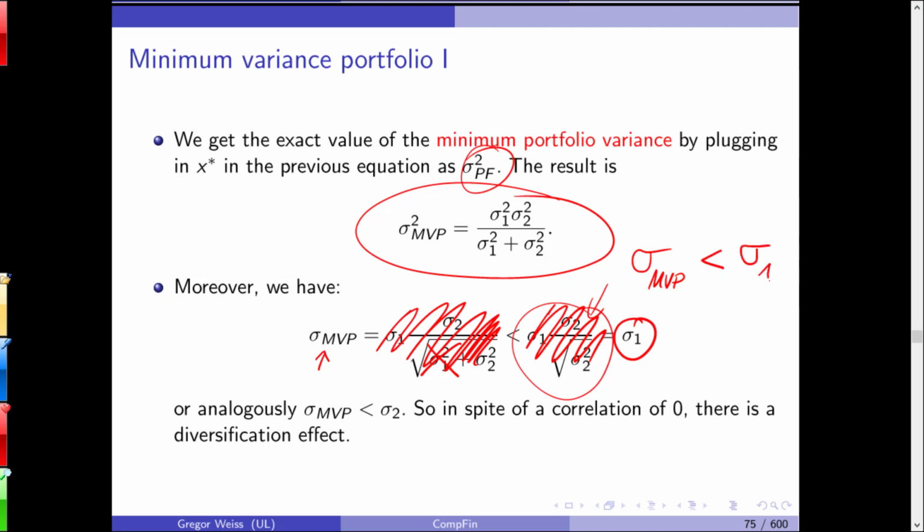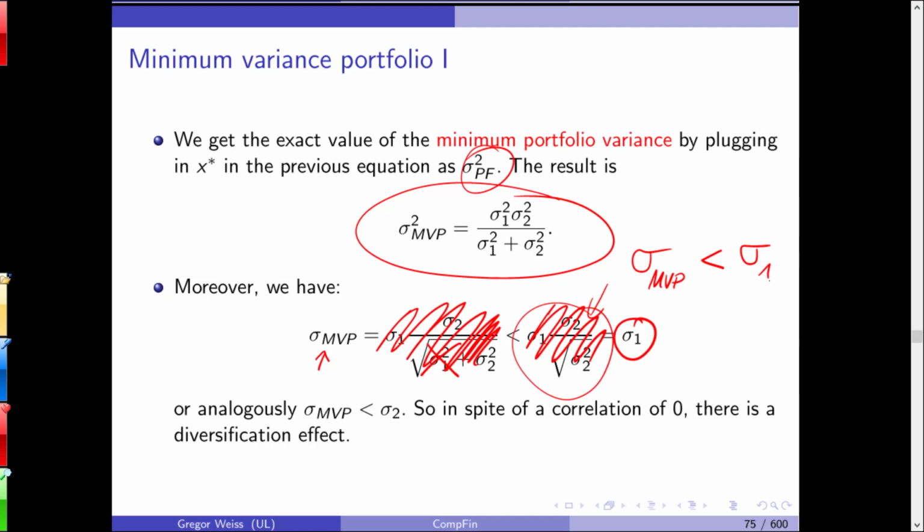And by switching 1 and 2, you can show the same for sigma 2, meaning the volatility of the minimum variance portfolio will be smaller, not equal, but really smaller than the volatility of asset 1 and asset 2. So if you have two assets with volatility 10 and 12, you can be sure that the volatility of the minimum variance portfolio will be smaller than both 10 and obviously 12. And you can reduce volatility by shifting to the minimum variance portfolio.